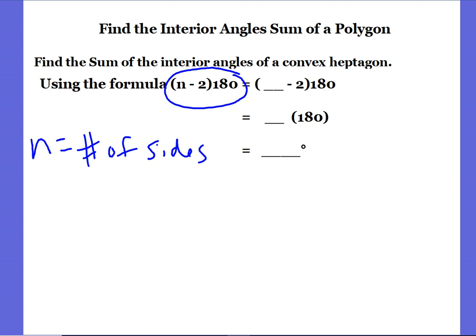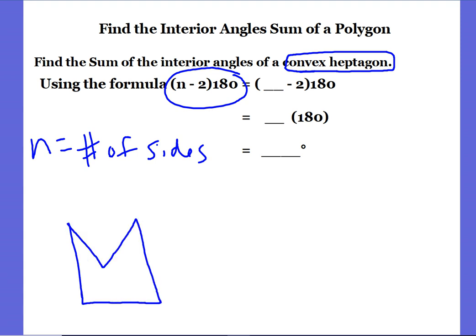And so here it says we want a convex heptagon. Well, first and foremost, what do we mean by convex? We have to take into account that the interior angle sum formula is only for convex polygons. The reason being is because with a concave polygon, for example, something like this, look how big this interior angle would be that I just outlined. So we can't use it for concave polygons, but we have to use it for convex.